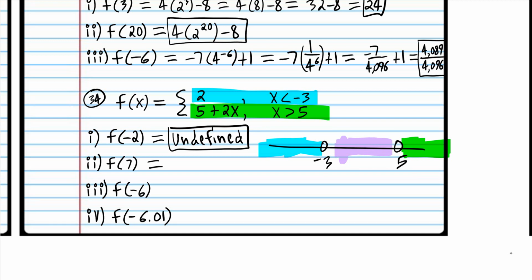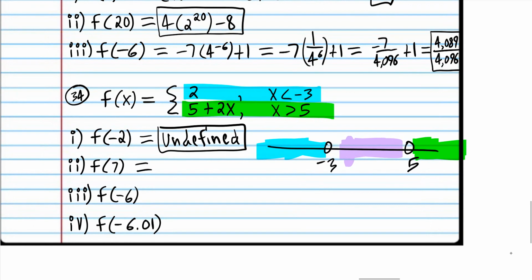Looks like the green region. So we use the green expression, and we get 5 plus 14, which is 19. So there you go.